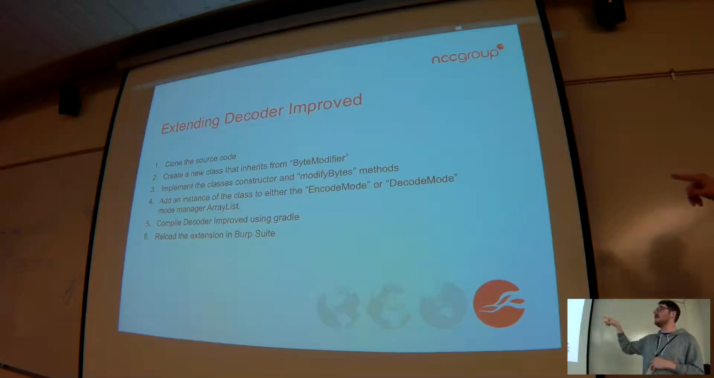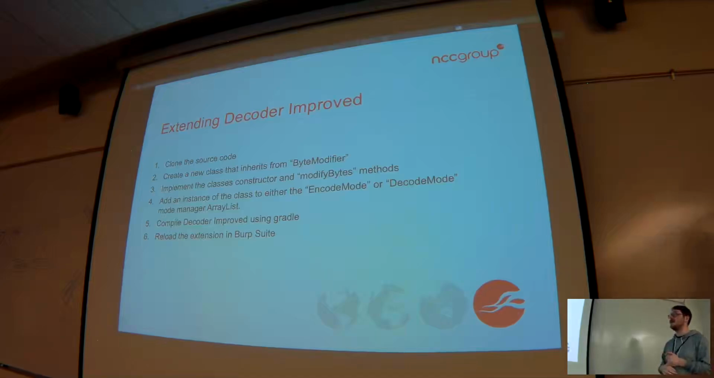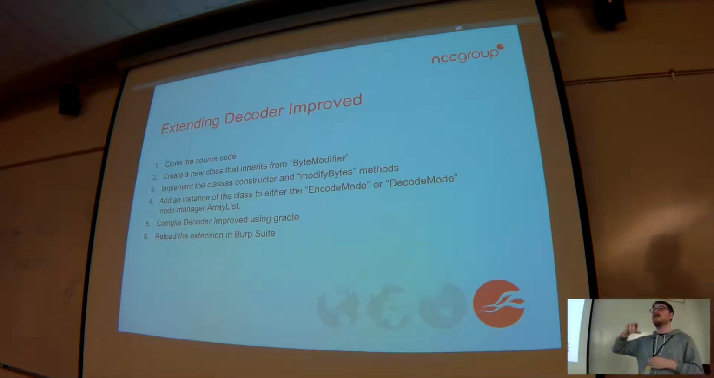And implementing the modifyBytes method, which takes in an array of bytes, and it returns an array of bytes. So everything's in bytes, because that's what data is. And then you go in the encode mode class or decode mode class, depending on if you're encoding things or decoding things. And then there's an array list with all of the other modes.